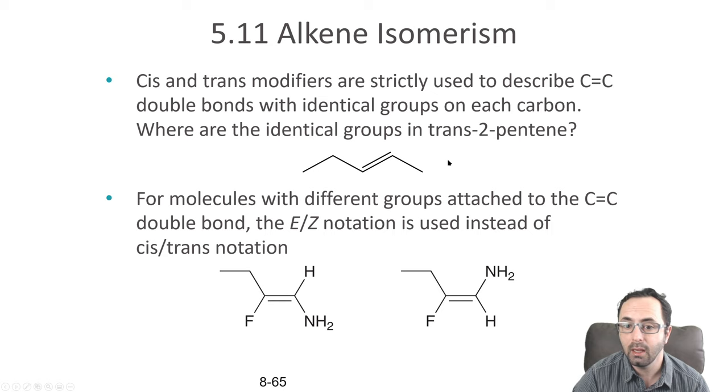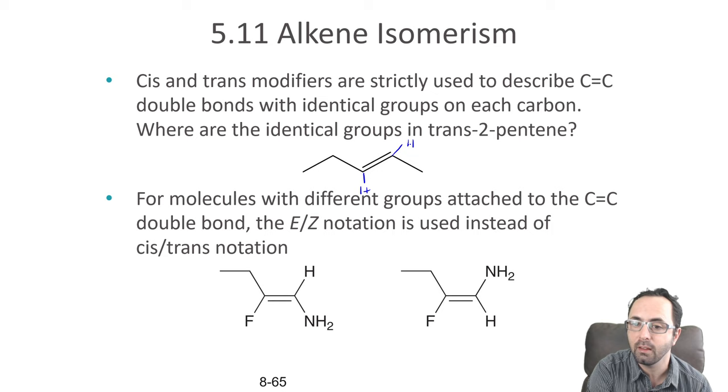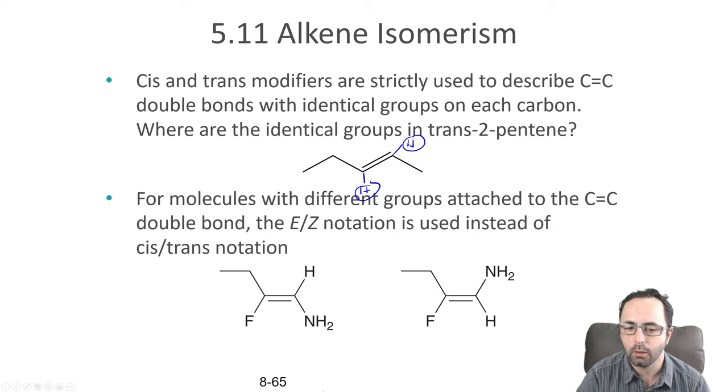Here we can still use cis and trans for this molecule because it has two hydrogens, which are the same. But what about a molecule like this? All four groups are different. We have an ethyl, a fluoro, an amine, and a hydrogen. Cis and trans won't work here. We can't say two of the same groups are on the same side or opposite sides, because there are no two same groups.